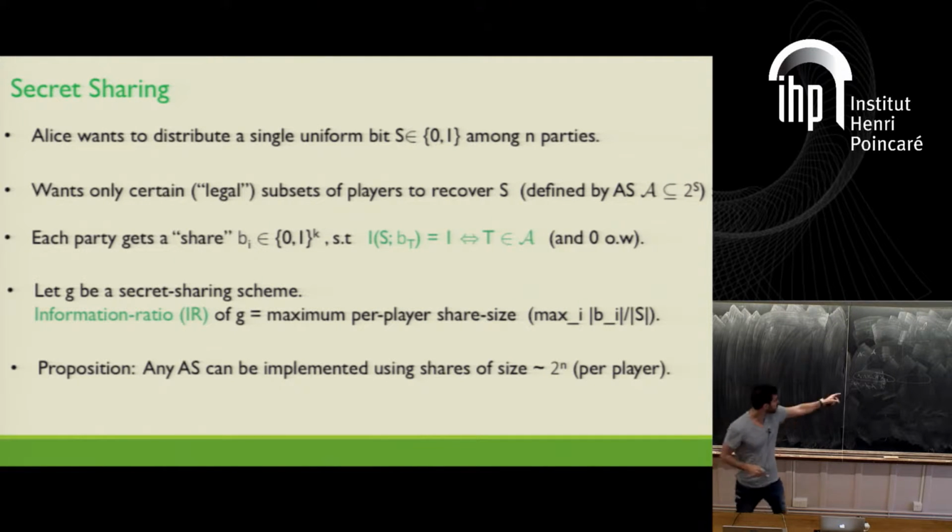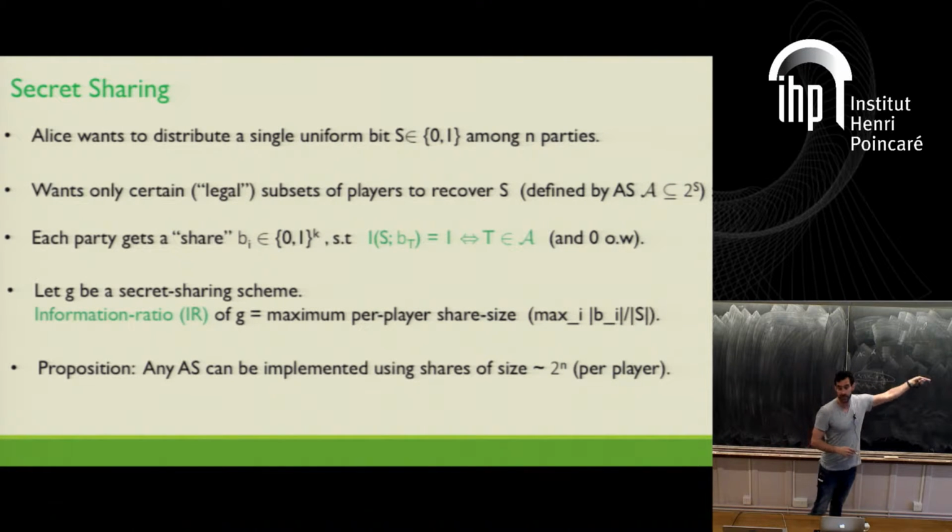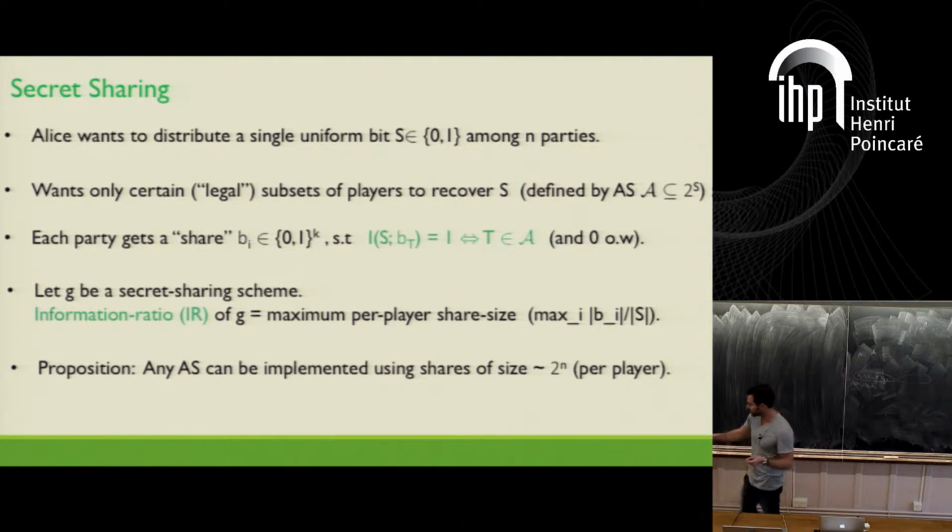Okay, we can repeat this scheme for every minterm with fresh randomness, and this will work, and this will yield exponential size shares. So at least we have some finite upper bound.